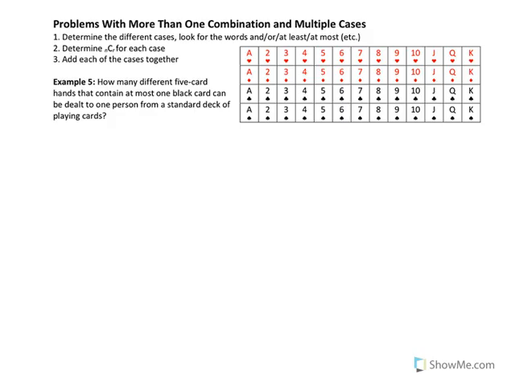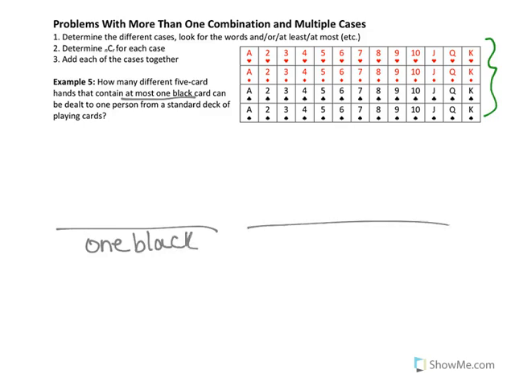Okay, different cases. So this is different situations. I also put out a diagram for decks of cards because sometimes we don't remember that and we use them quite a bit in examples. So how many different 5-card hands that contain at most 1 black card can be dealt to one person from a standard deck of cards? So we have one situation where we have 1 black card. We have another situation where we have no black cards. And that's the only situations we have for at most 1 black card. So if these are 2 situations, we're going to add them together.